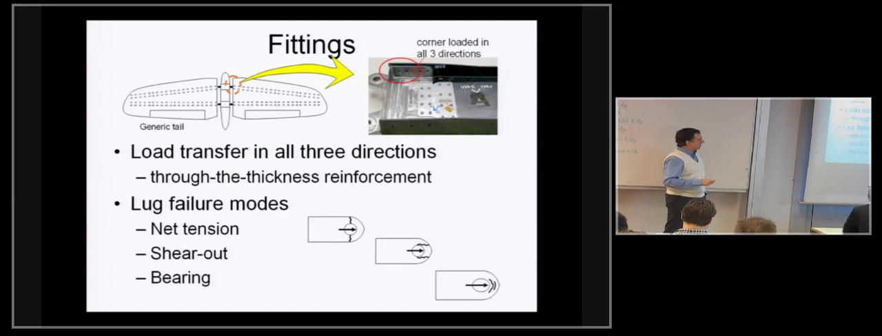Even if you're loading only in one direction, longitudinal in this case, you can fail on either side of the load next to the hole, which is the net tension failure, or you can fail by shearing, or shear strength being exceeded along these two lines. That's a shear out. Or you can fail by elongating the hole and failing ahead of the hole in bearing. And these failure modes compete with each other. In fact, one can lead to the other.